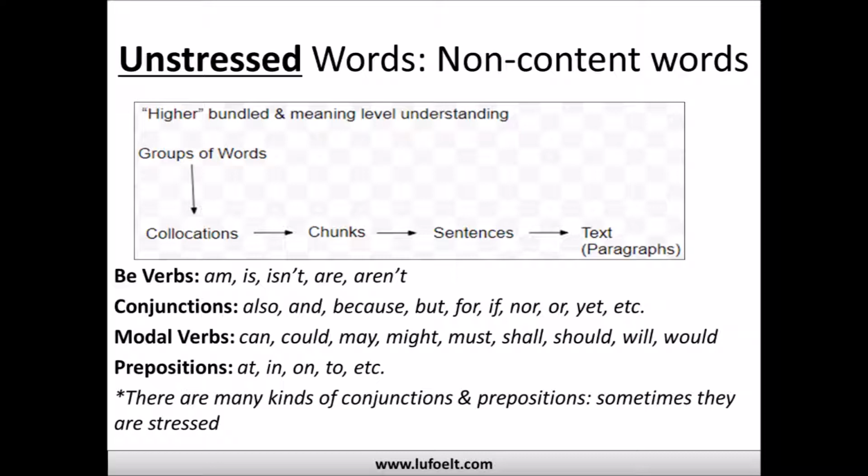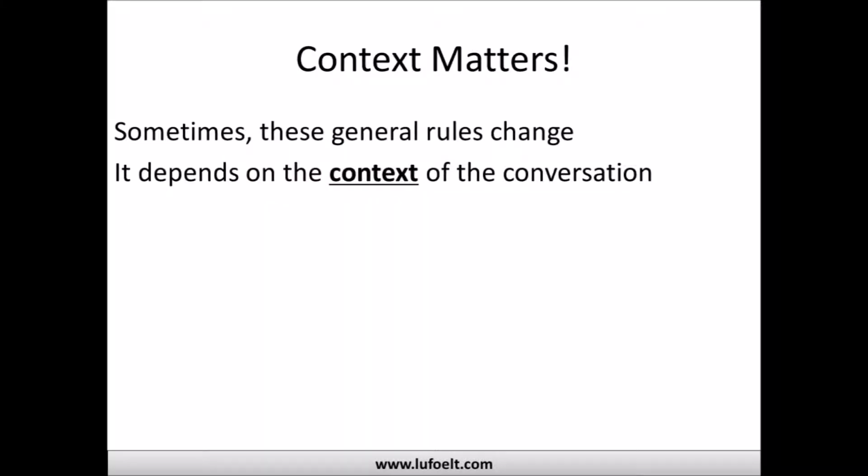Now, you should note here that there are many different kinds of conjunctions and prepositions, and sometimes they are stressed. So this is not a totally complete list, and it's not 100% always true that these words are unstressed, but in general, words like this are unstressed. Okay, these are non-content words, all right? Just like in the example we looked at. So that brings me to my next point, though, that sometimes these general rules change because context does matter. It depends on the context of the conversation in which words you stress or don't stress, okay?